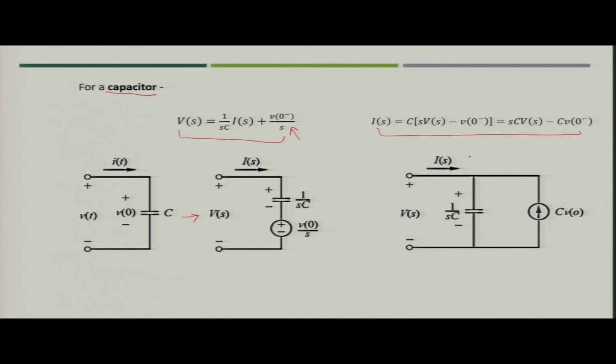Similarly, the equivalent current source will also be represented when you are finding the current flowing through the capacitor in S domain, and C V naught, that is the virtual current source, will have the direction of current opposite to the flow from the voltage source, that is V(s). This is because you have the negative sign here. So, these things we discussed in our previous class, and then we utilized these equivalent circuits, created the circuit in S domain and solved it.